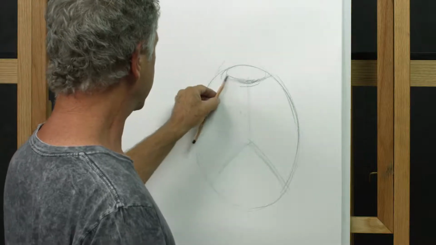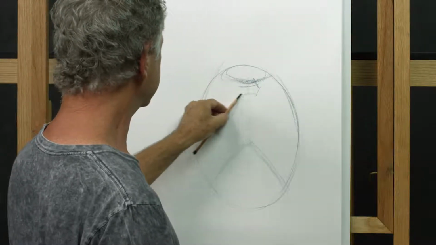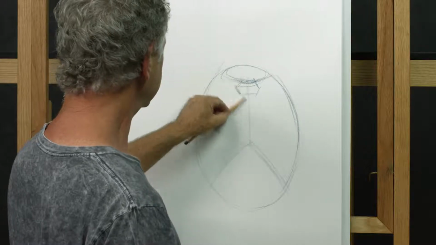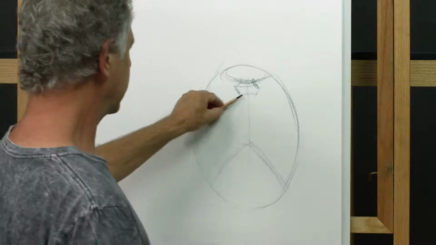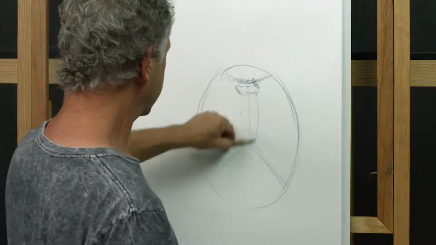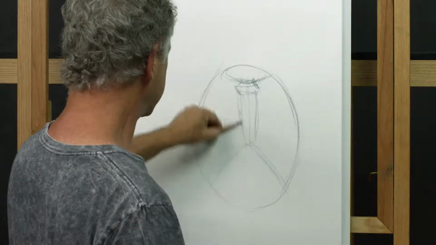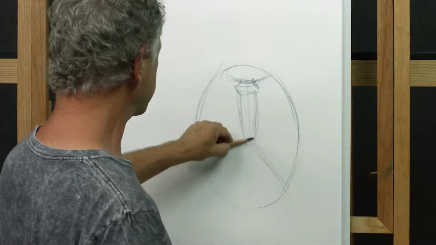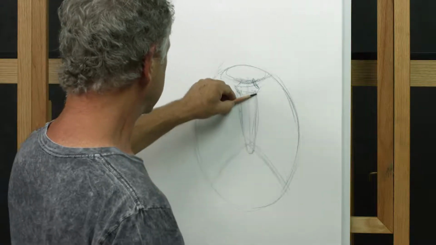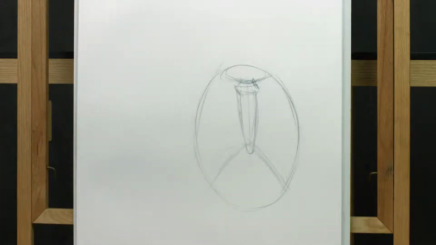At the top, we have the manubrium. And keep that in mind. And that's the top part. And this is the main body of the sternum. And it comes down here like that.